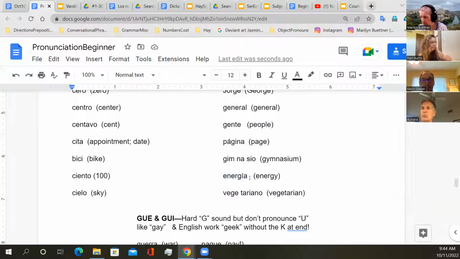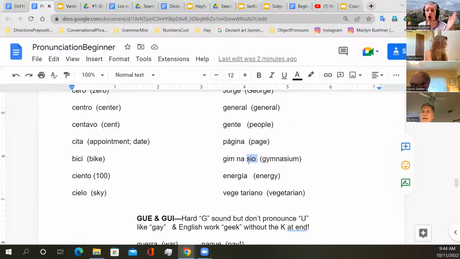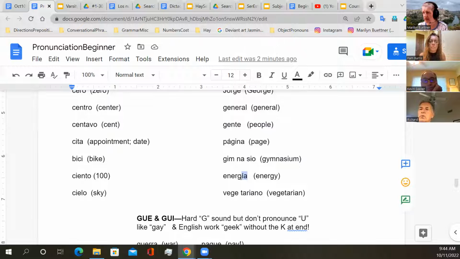And energía, there we do have an accent mark on the E. So we put a little more punch on the ía. Okay, energía. And you'll notice with gimnasio, the sio all slides together, sio at the end. But if we see an accent mark, it means we need to punch one of those vowels a little more than the others. So that word becomes energía. Okay.